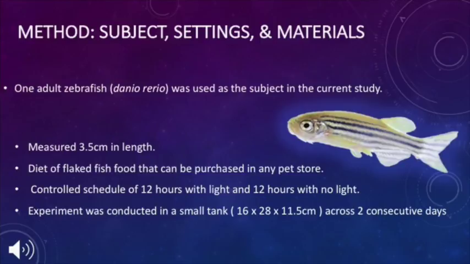The subject of this study was one adult zebrafish. The fish lived in a freshwater habitat and ate generic flaked fish food from a pet store. The subject was exposed to 12 hours of light, followed by 12 hours of darkness each day. The experiment was conducted in a small tank over the course of 2 consecutive days.